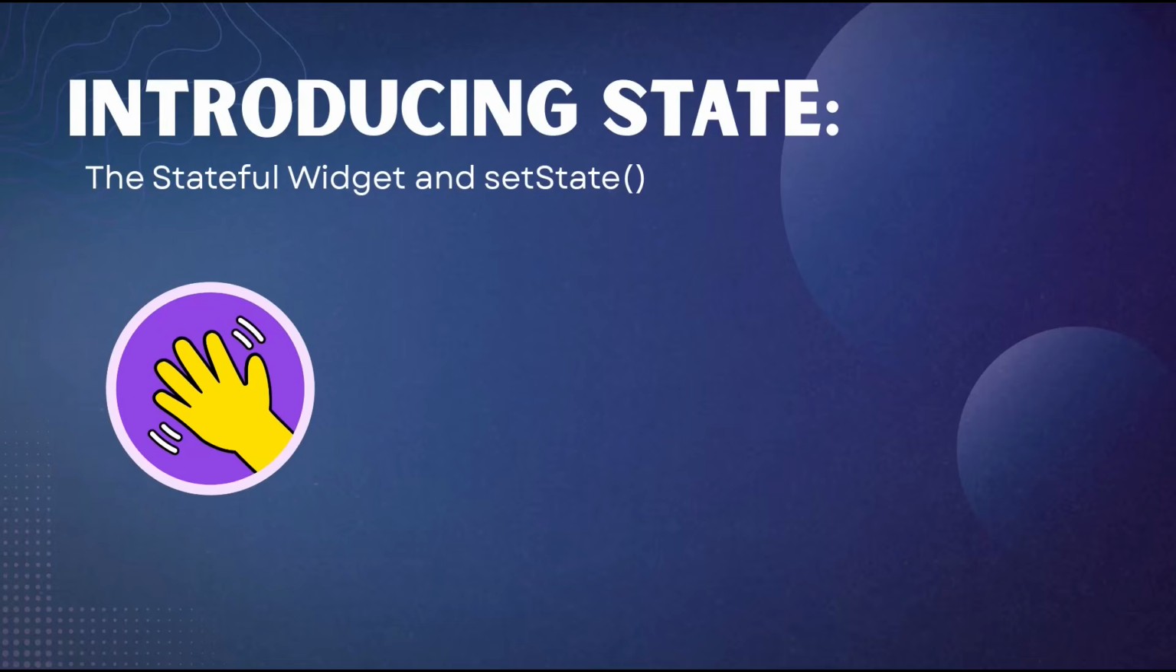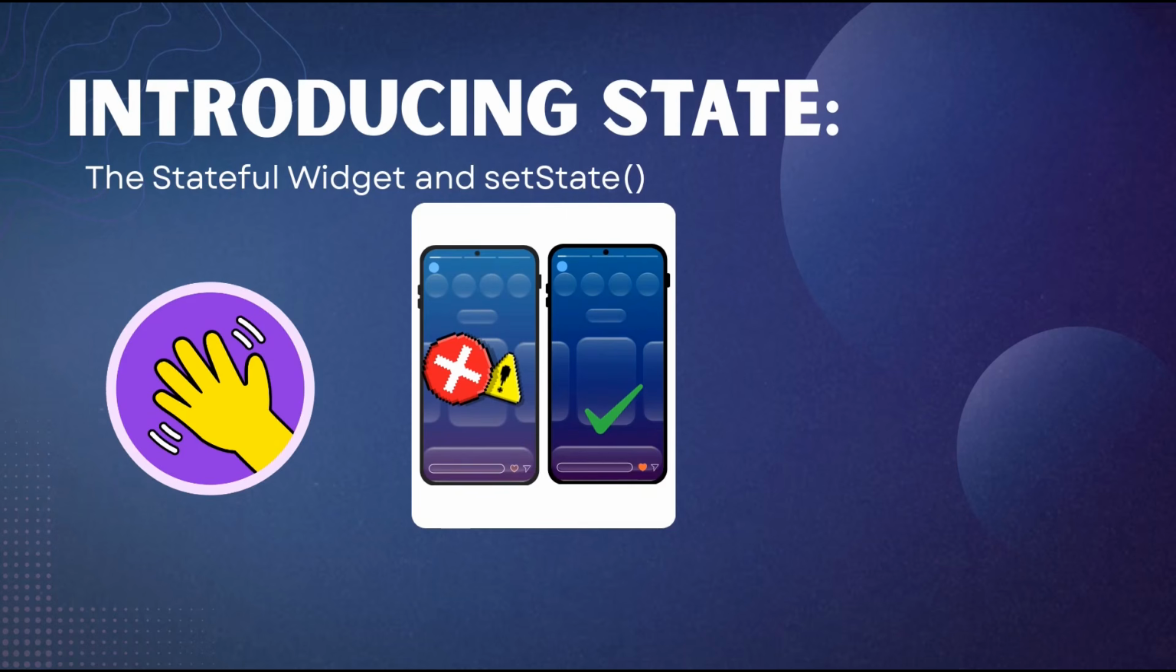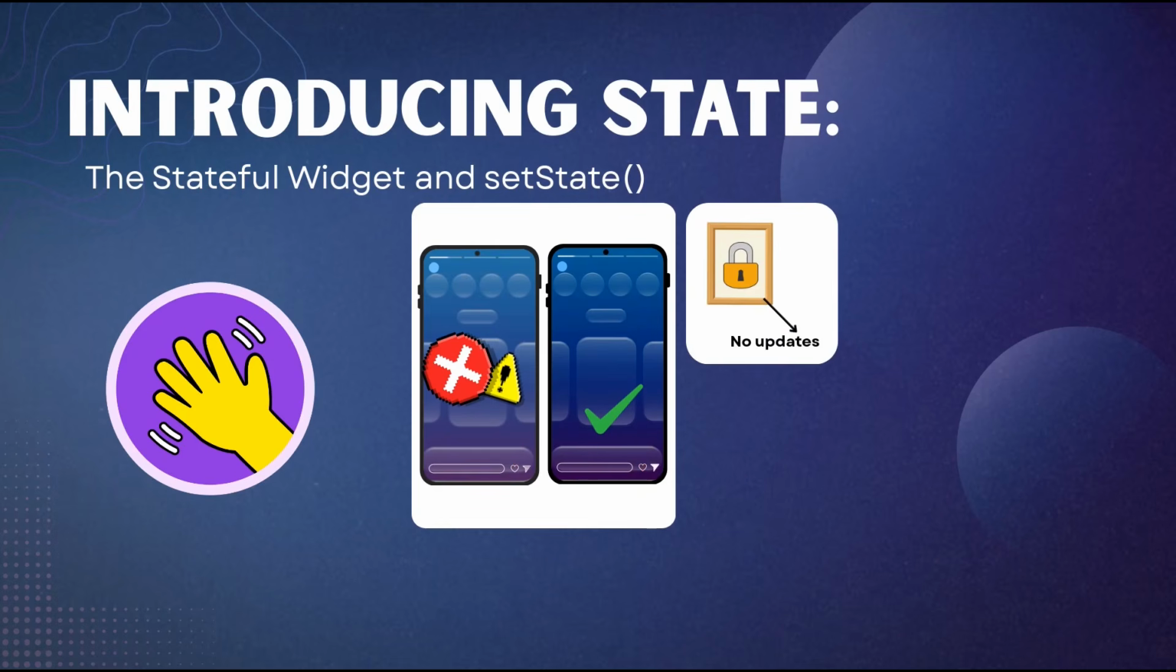Hello and welcome back to the course. In our previous episode, we focused heavily on aesthetics. We styled our app using themes, custom fonts, and colors. We made the UI look good, but if you interacted with that app, you likely noticed a significant limitation. It was frozen. Nothing moved, nothing updated, nothing reacted.